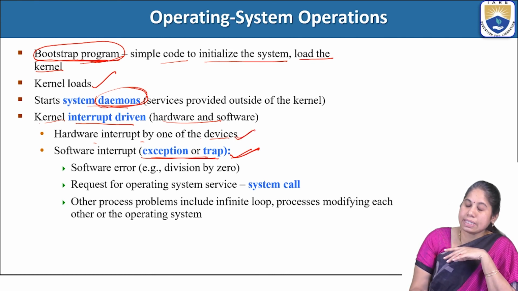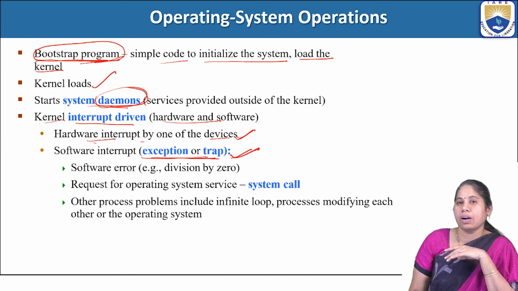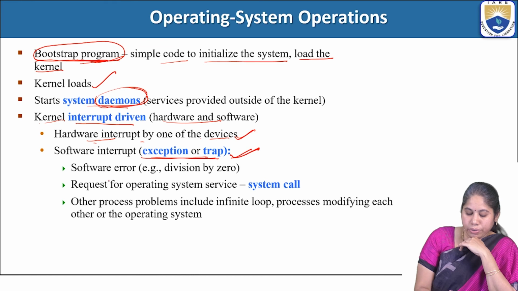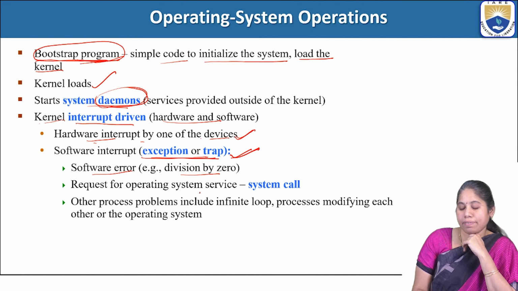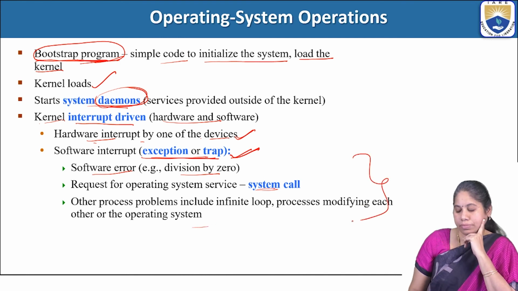If a device initiates the interrupt, that is a hardware interrupt. What are the software interrupts? Software errors like division by zero, and requests for operating system services, which are system calls. A system call is also a software interrupt. Other process problems include infinite loops and processes modifying each other or the operating system. These are all categorized as software interrupts.